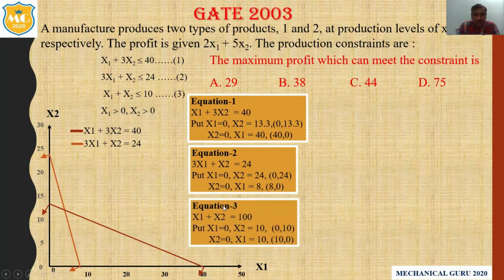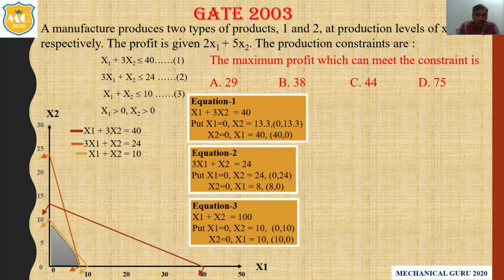In the last equation, x1 plus x2 is equal to 10, not 100. Put x1 equal to 0, so x2 is equal to 10, so coordinate 0 and 10. Again x2 equal to 0, so x1 is equal to 10, the coordinate 10, 0. So this is the third constraint. Here all the signs are less than or equal to, okay, so towards the origin. So here is the feasible region.